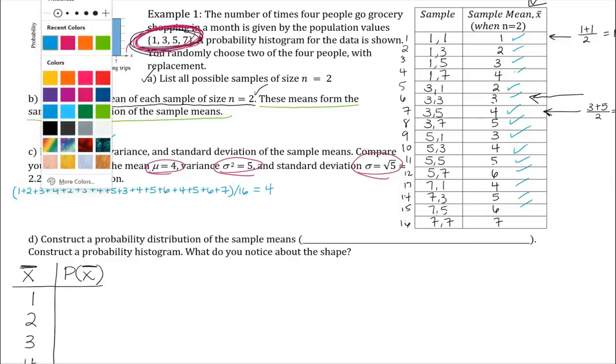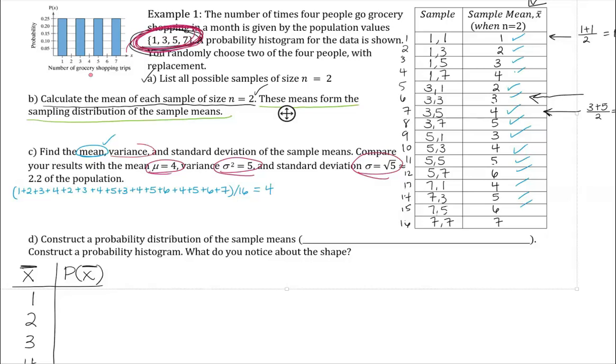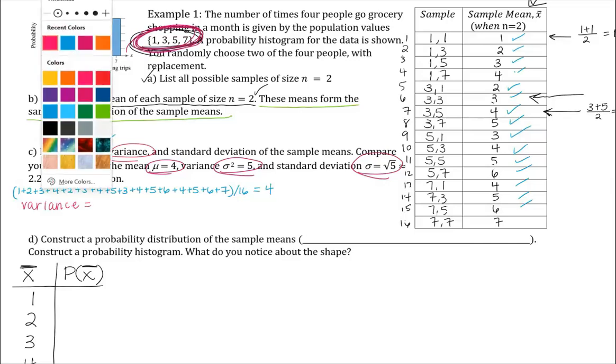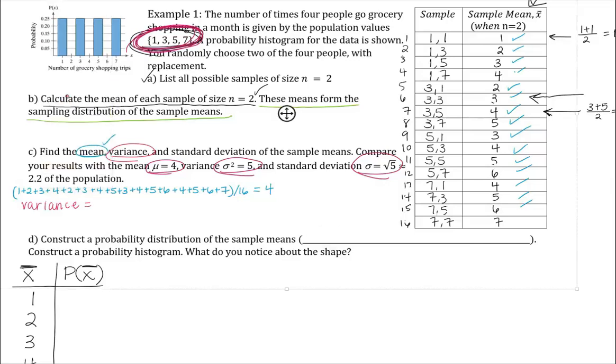Now I will go on to find the variance of the sample means, and then I will also be finding the standard deviation of those sample means. And these I'm not going to calculate on camera because this lesson is not about calculating variance. This lesson is not about calculating standard deviation. Those are descriptive statistics that we've calculated towards the beginning of this course.